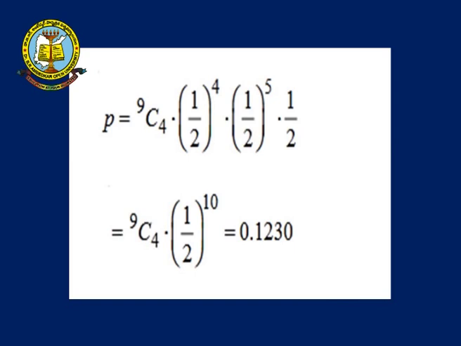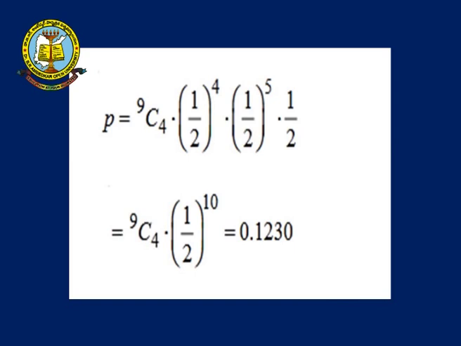So 9 factorial, 9 into 8 into 7 into 6 into 5 into 4 into 3 into 2 into 1, by (9 minus 4) factorial, that is 5 into 4 into 3 into 2 into 1, and 4 into 3 into 2 into 1. Cancel some values, you are cancelling the values in the numerator and the denominator. The bases are same, so therefore 4 plus 5 plus 1, this is 1 by 2 power 10. So that is the total value 0.1230.